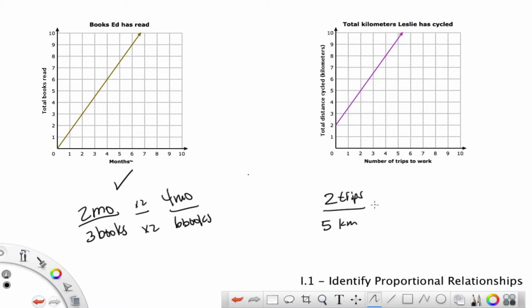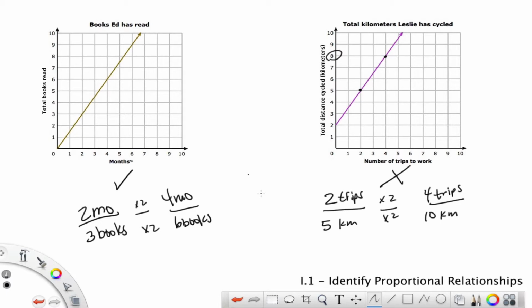Now, if this were proportional, I should be able to just double each of these. I should be able to say after 4 trips, she's biked 10 kilometers. So here's 2 and 5, and we go over to 4 along the x-axis all the way up to, wait a minute, only 8. So this one is not proportional.